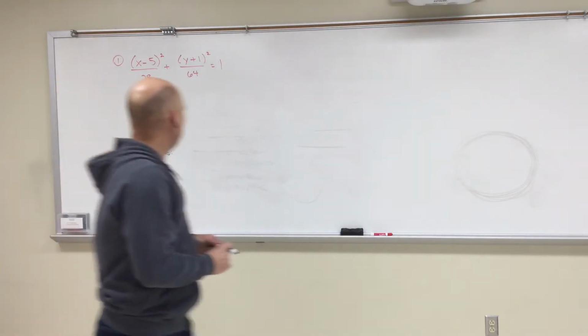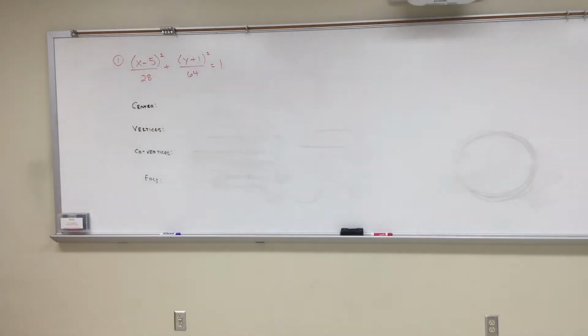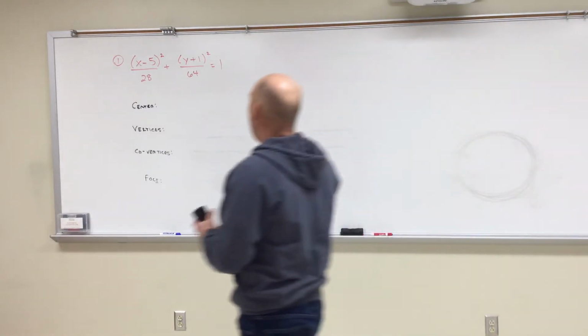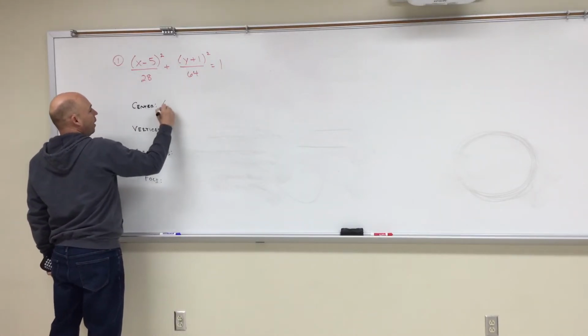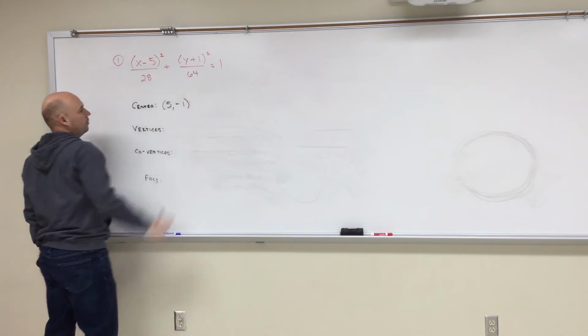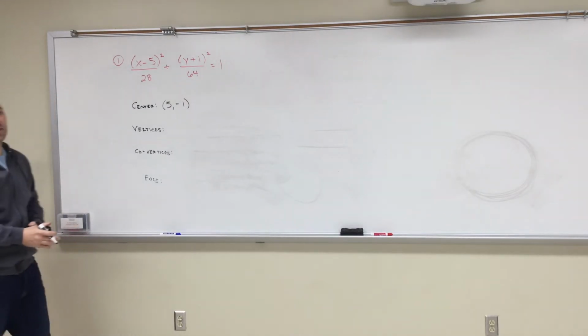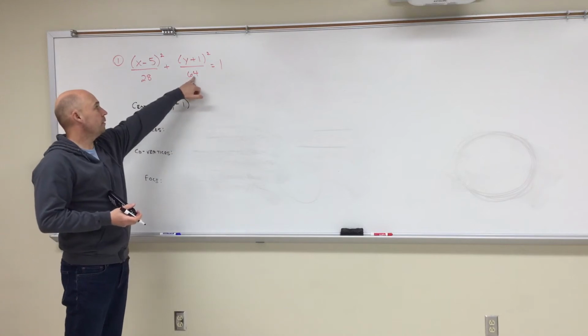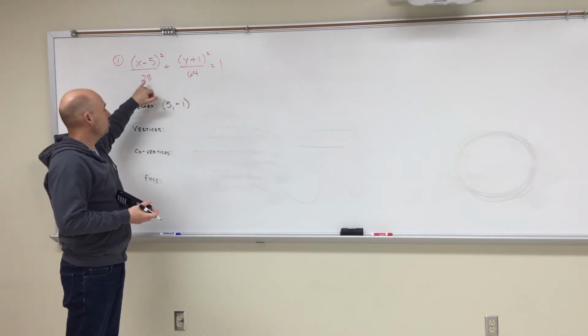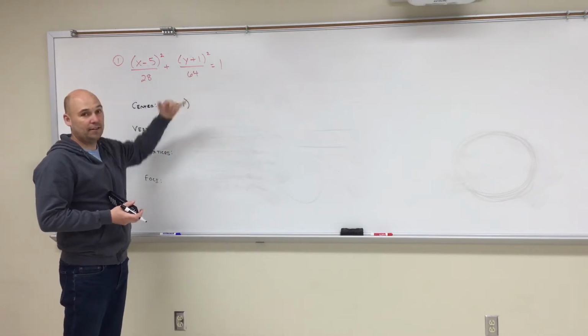All right, so to find my center is always my h and k values, so it's just like everything else we've done. So my center is going to be 5, -1. Because 5, -1, the opposite, since it's inside both squares. And the difference between an ellipse and a circle: in a circle, these values would be the same. In an ellipse, these values are going to be different. That's how you can tell the difference.